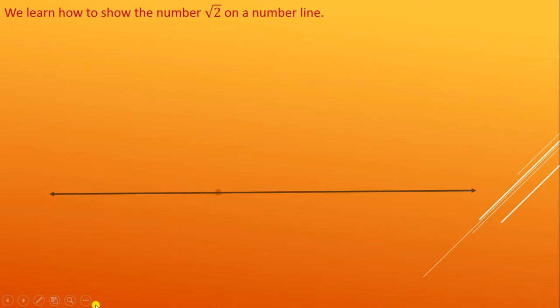We learn how to show the number square root of 2 on a number line. We know square root of 2 is an irrational number, and for this we first draw a line and take points representing numbers like 0, 1, 2, -1 and so on. We give unit distance between adjoining points, that is, the distance between -1 and 0, 0 and 1, 1 and 2 are the same, that is 1 unit.